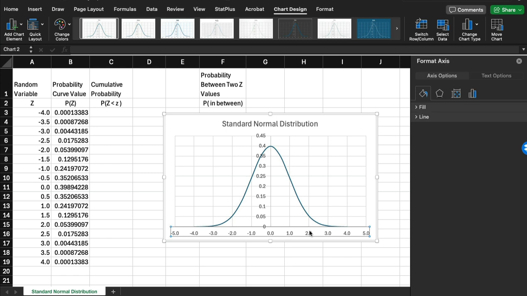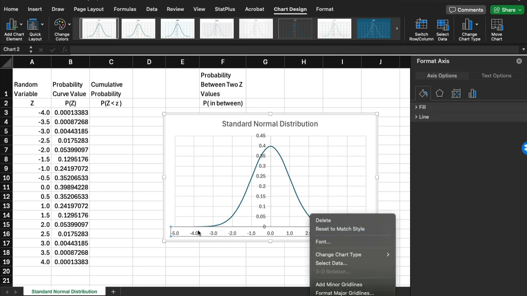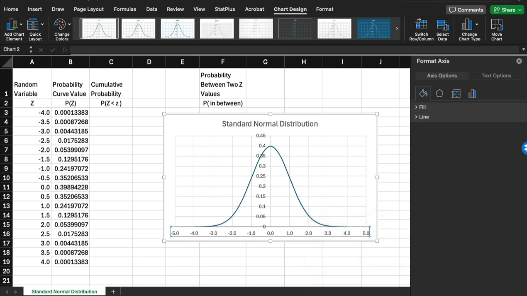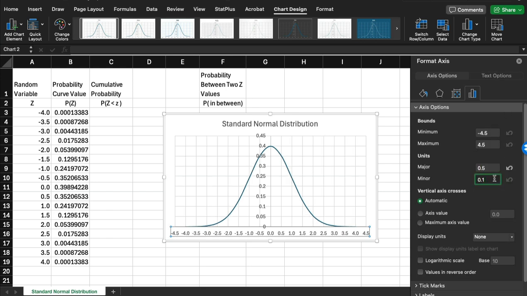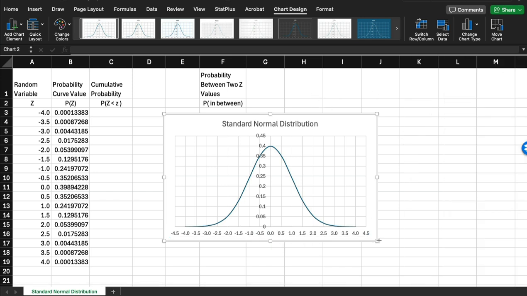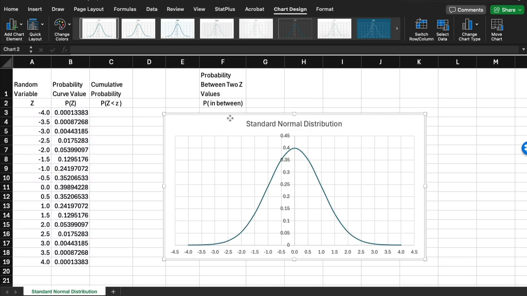Also, I want to make sure these numbers that are showing down here are all of the numbers that I included in my table. So I'm going to go to Format Axis here. And under Units, where it says Major, right now it's 1.0. I'm going to change that to 0.5. And there we have all of the z-scores that are on my table labeled. And so that's a standard normal distribution. That's what it actually looks like.